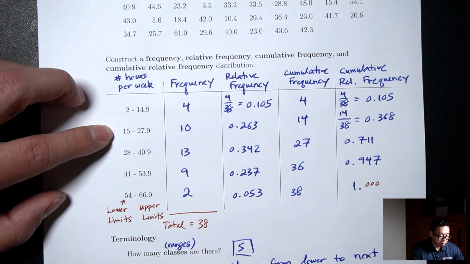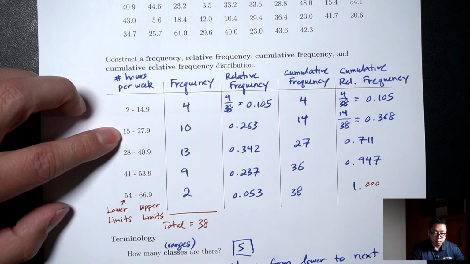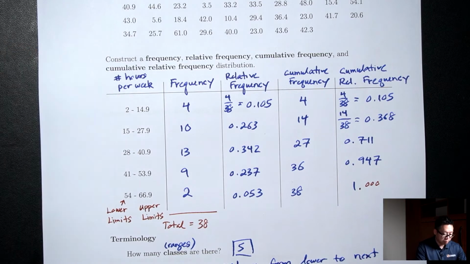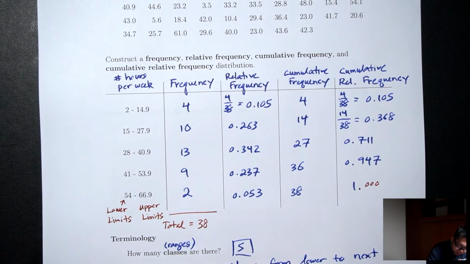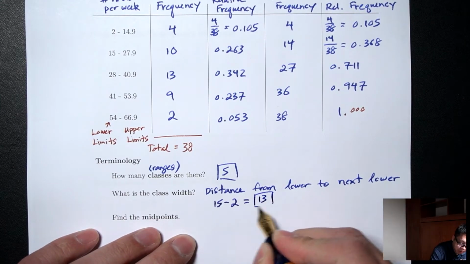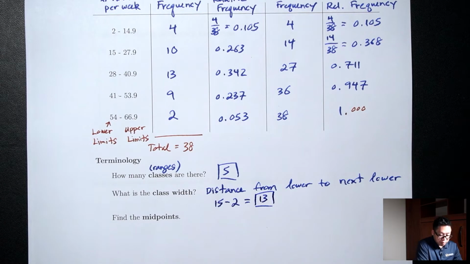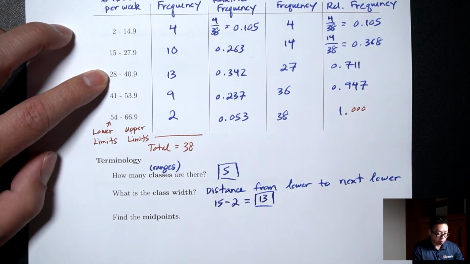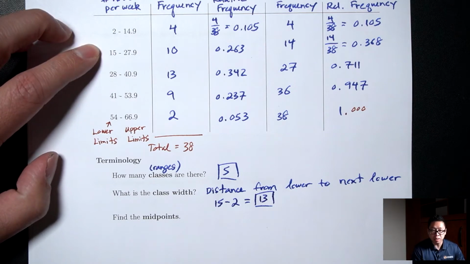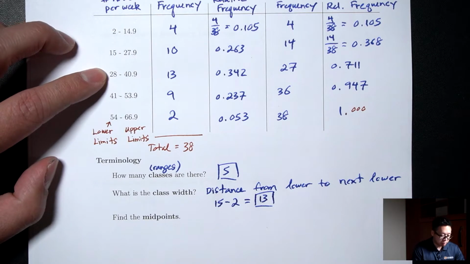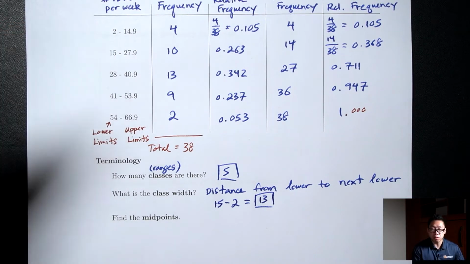Well, what you can do is take 15, which is the next lower, subtract off the previous lower. So 15 minus 2, and you get 13. And you can do that anywhere. So pick any of the lowers, 28, and then subtract the previous lower. So 28 minus 15, and you'll see that it's also 13. 41 minus 28, also 13. 54 minus 41, also 13.